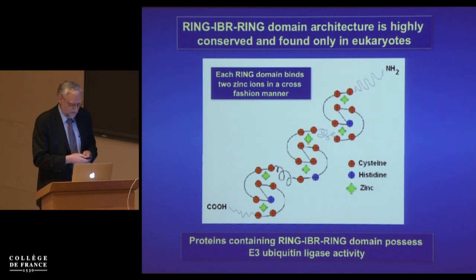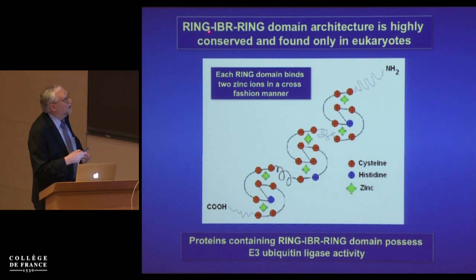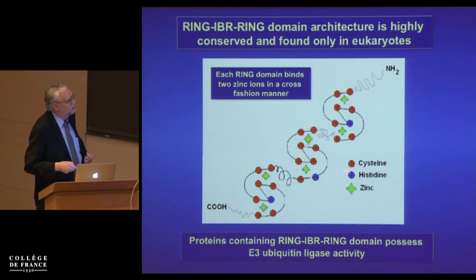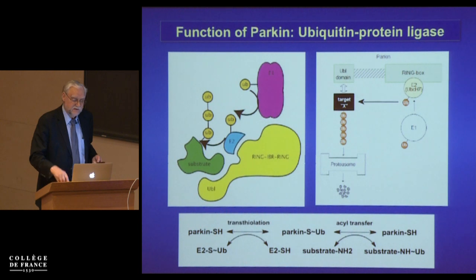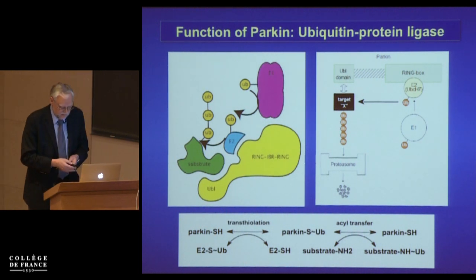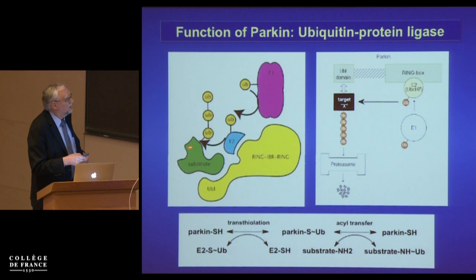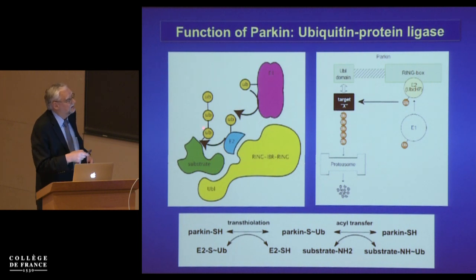Again, a little bit of background. The ring domains, or IBR ring domains, work together with ubiquitin ligase here to remove damaged proteins. And here is again some textbook material: a substrate which is going to be degraded is bound here, and you can ubiquitinate it, and it can go to the proteasome and be degraded.